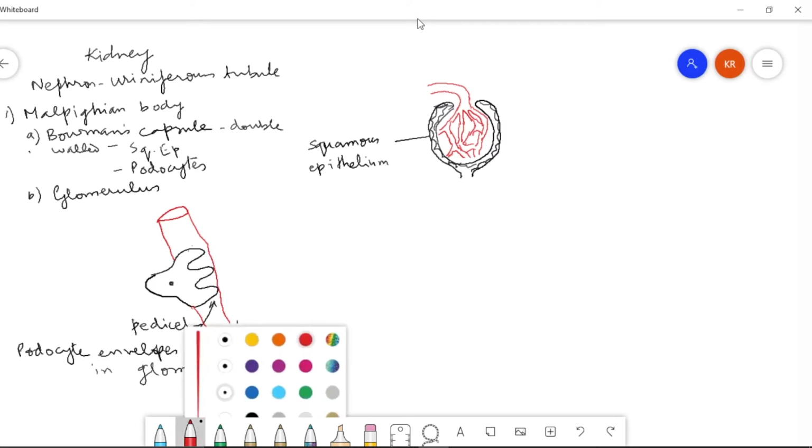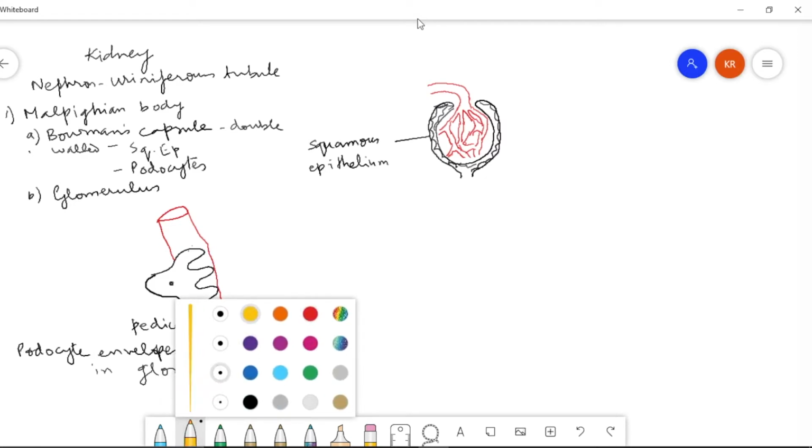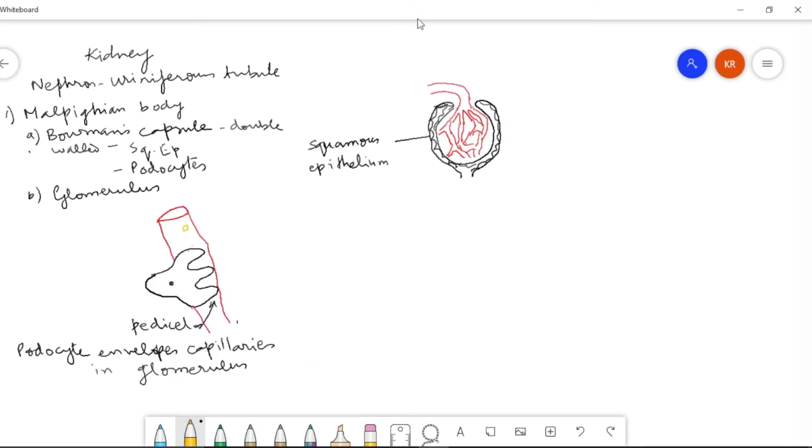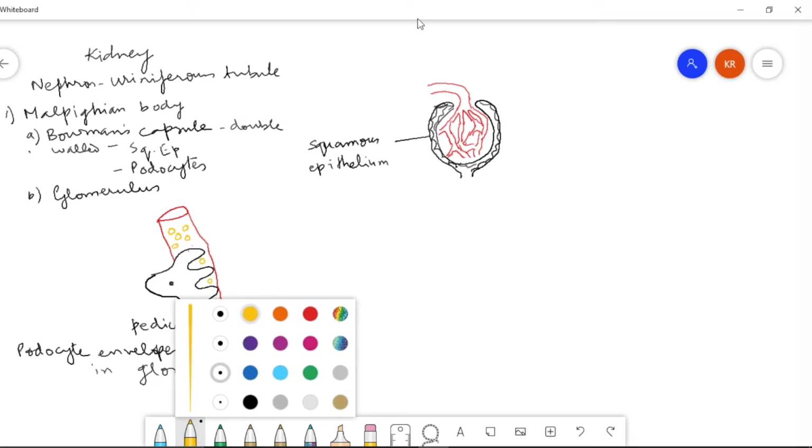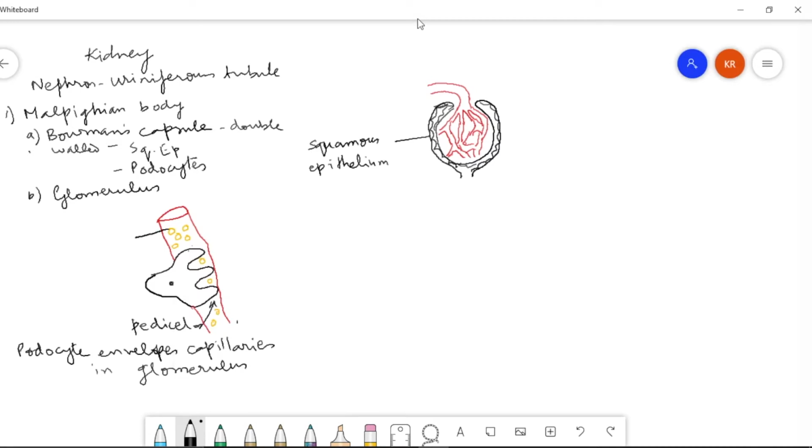Now this capillary has got several openings. All capillaries throughout the body have got openings. Only thing is that here the openings are a little larger. They are like windows, and hence these openings are called, a single one is a fenestra, and all these are called fenestrations. Fenestra, which means window. So these are openings everywhere.